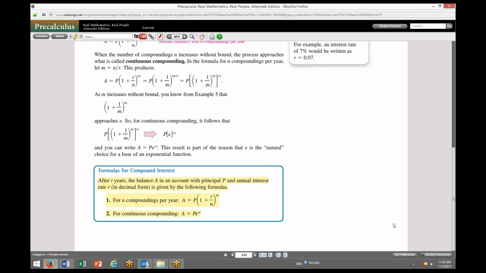So that's how it works. n times t is the exponent. And let's do an example with this, and then we'll come back to this second formula here for continuous compounding.